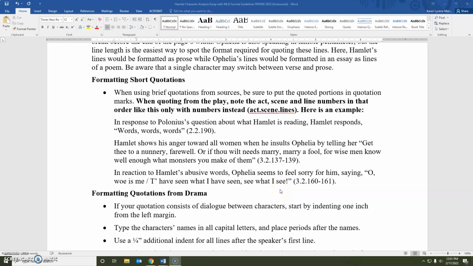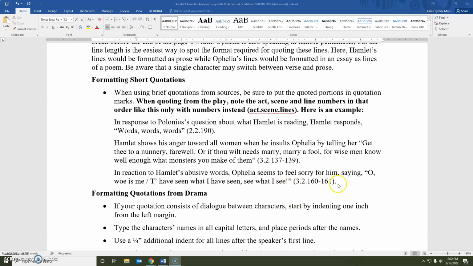Another difference here is you have noticed that we did not end with punctuation before the parenthetical citation. We just put a period after the parenthetical citation in both of these cases. This one ends with an exclamation point. So if you have an exclamation point or a question mark at the end of your quotation, you leave that in there and then continue on with the period at the end of the parenthetical citation.